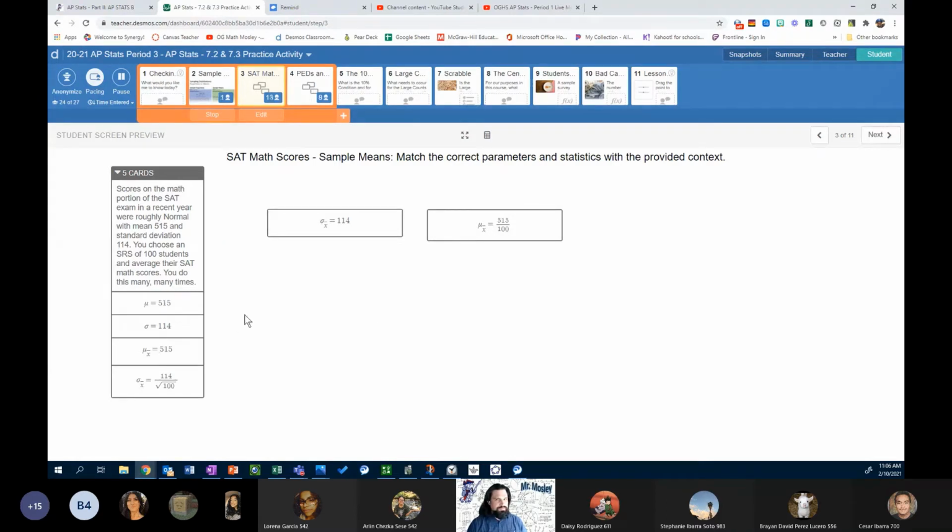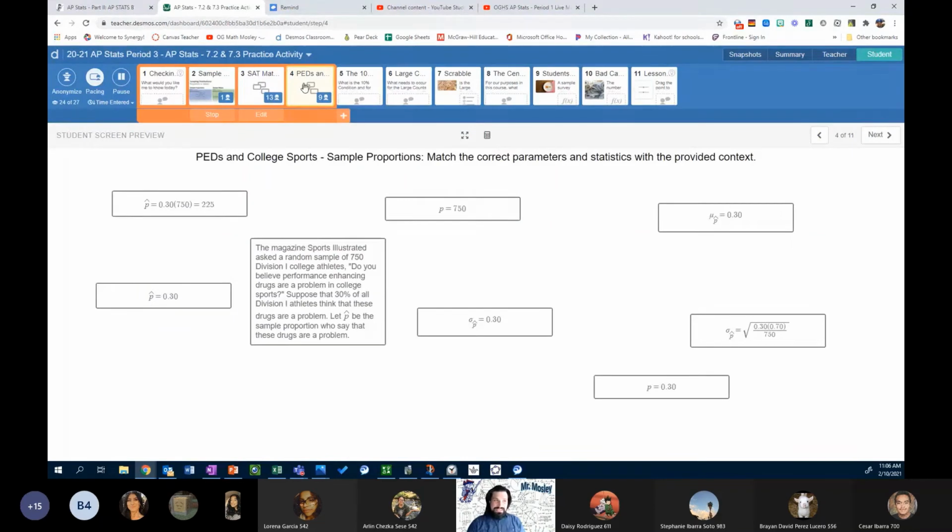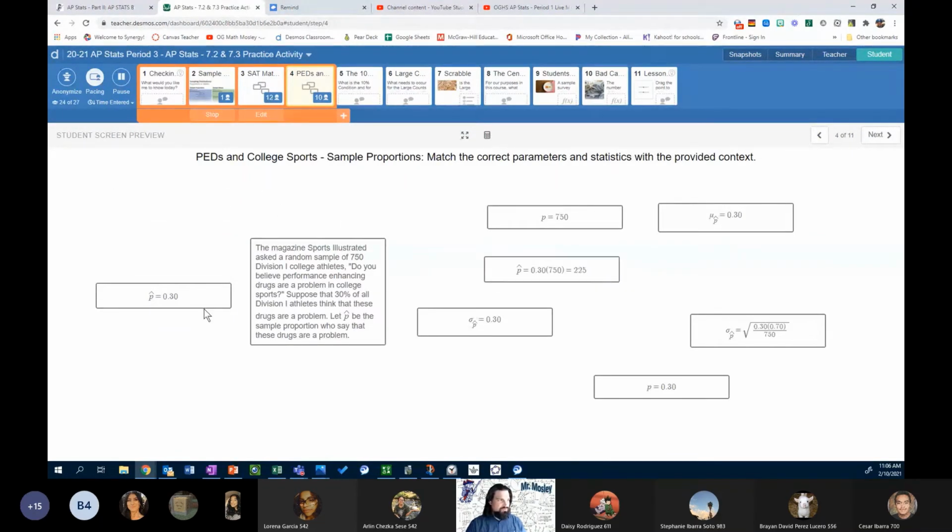Right. So there are 4 cards that match to that context. The next context, there's a lot more extra cards. There's a lot more things to be confused by.